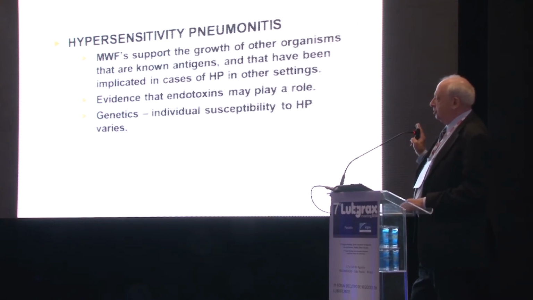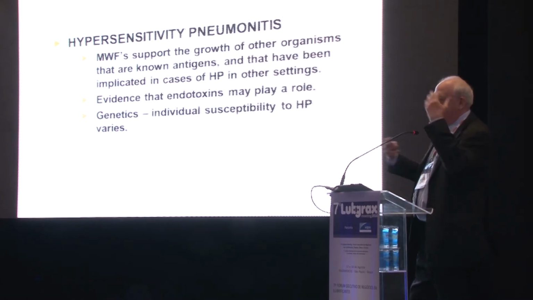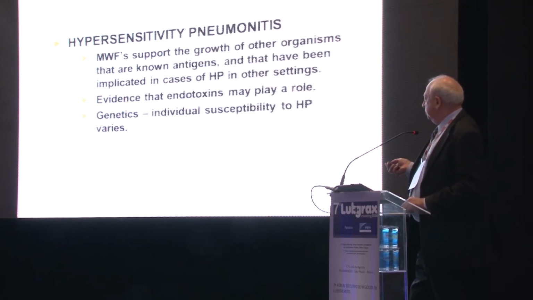And last but not least is genetics. You have a plant with 300 workers. One person gets HP, or 2 or 3 people. But all the others are okay. So it's like we all react differently. I have to take antihistamines because I'm allergic to pollen. But you may be allergic to animal hair. Okay? Our immune systems react to different things. And individual genetics vary.